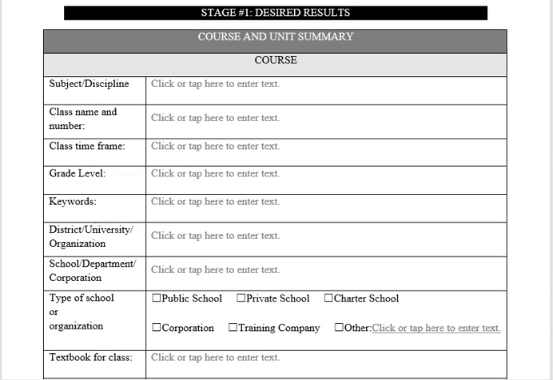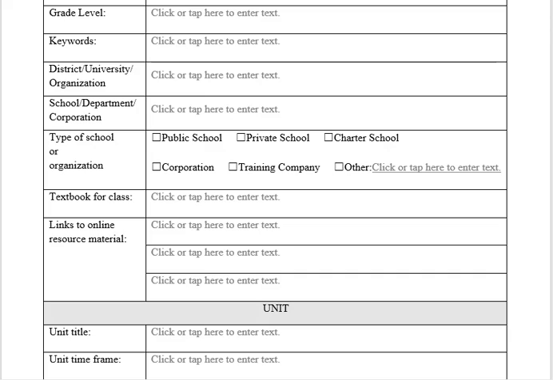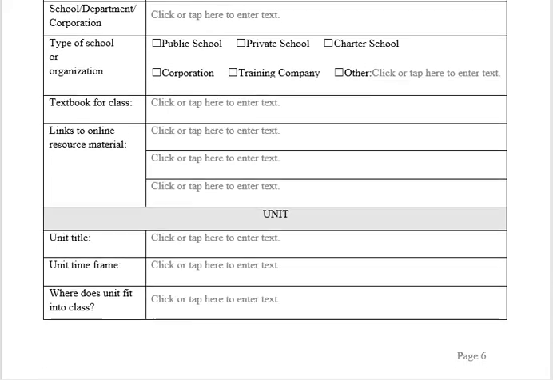The first thing that we're going to want to do is enter in some specific information about the course and unit that we're going to be teaching. So we're going to start broad with the subject discipline, the class name and number, how long you have for the class, the grade level, any keywords you'd like to point out in the class, and then specifics about the district, school, and type of school or corporation that you're going to be teaching it at. Any resources for the class, like a textbook or links to online material that you're going to be utilizing.